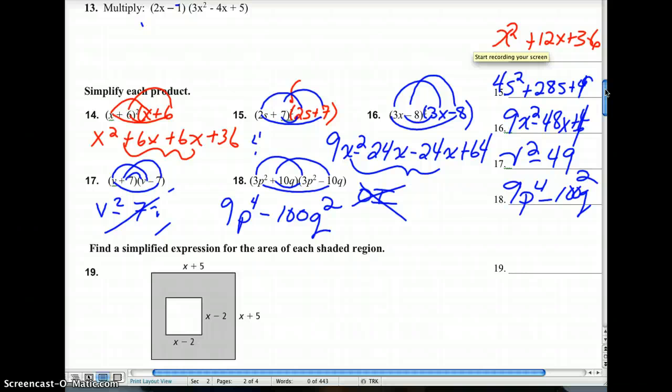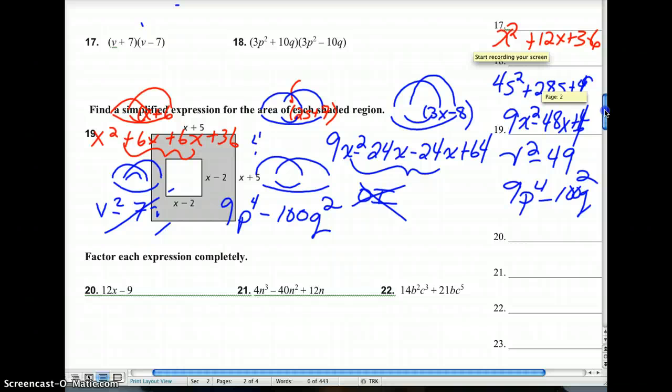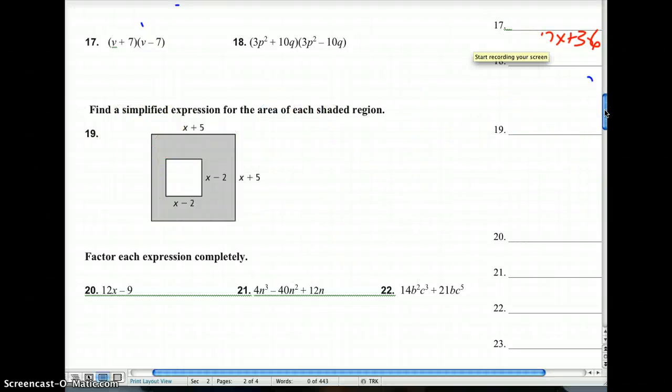Next one up, number 19. With number 19, I'm simplifying an expression for the area of this. So I'm just trying to see here how much time I have left, only because I can only do 15-minute videos, so I'm going to have to make 2 of them. And I can't quite see my time limit on the bottom of the screen there. Well, I'll go through this one and then I'm going to stop and make another video.